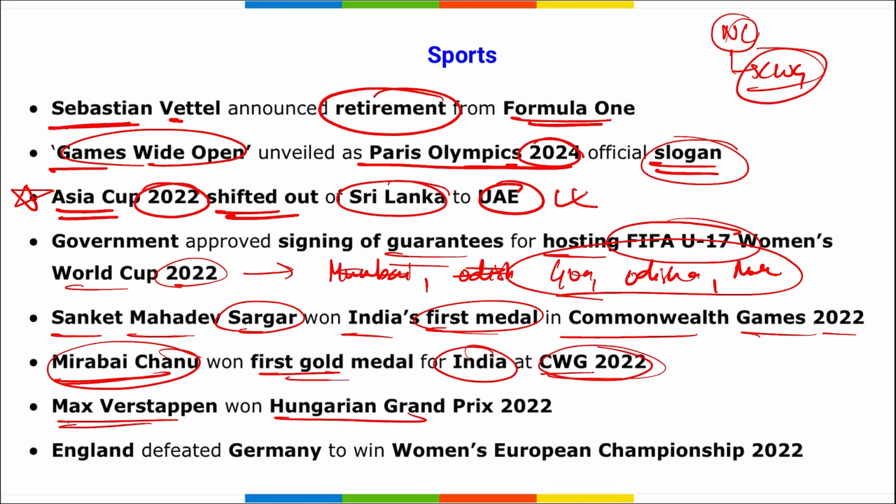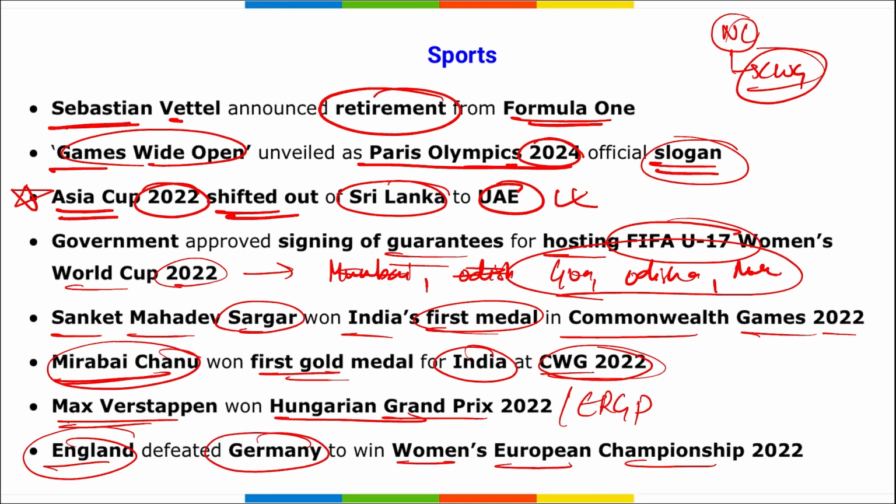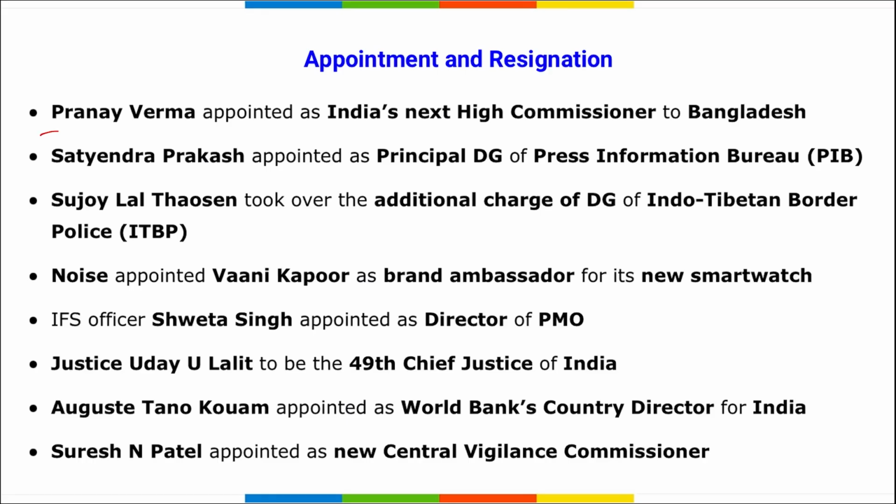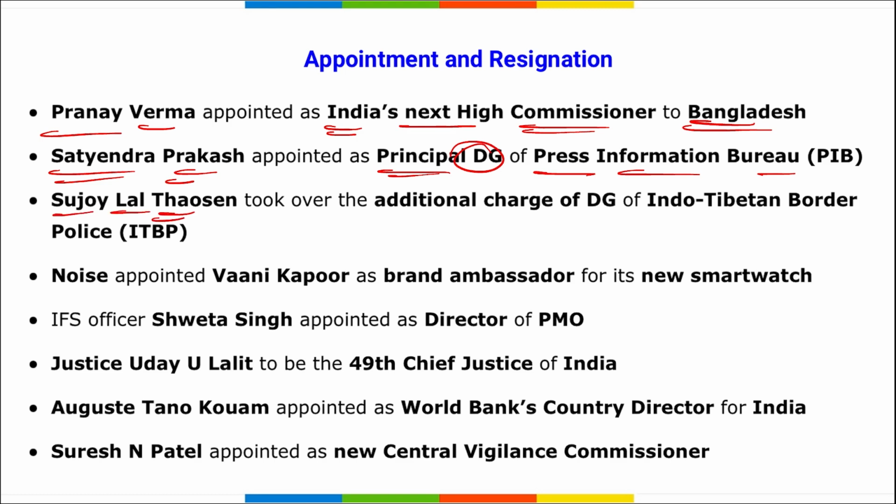Max Verstappen also won the Hungarian Grand Prix 2022 as well as Emilia Romagna Grand Prix. England defeated Germany to win the Women's European Championship for the year 2022. Next, Indian Grandmaster Gukesh has won the Mandroka Open Chess Tournament. Next, Pranay Verma has been appointed as India's next High Commissioner to Bangladesh. Satyendra Prakash has been appointed as Principal Director General of Press Information Bureau. Sujoy Lal Thaosen has taken over the additional charge of the Director General of Indo-Tibetan Border Police, that is ITBP.